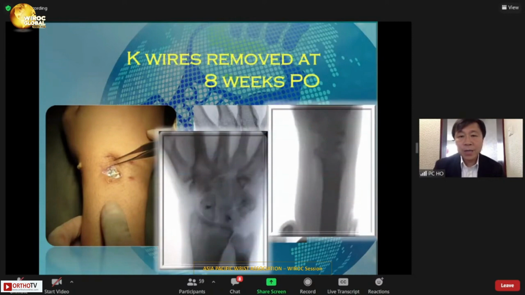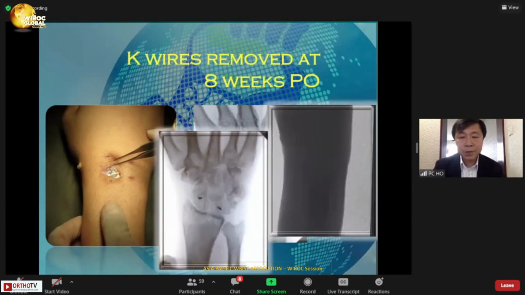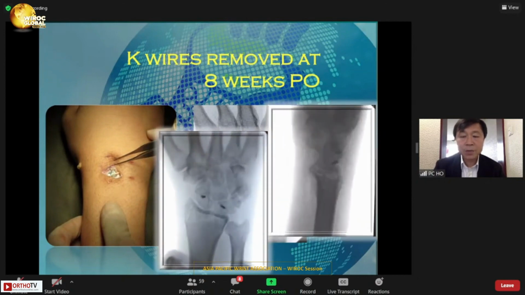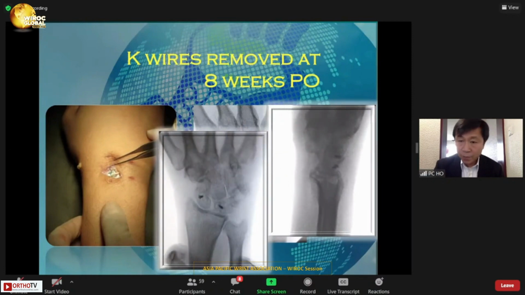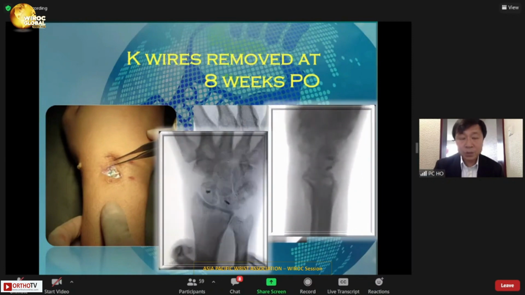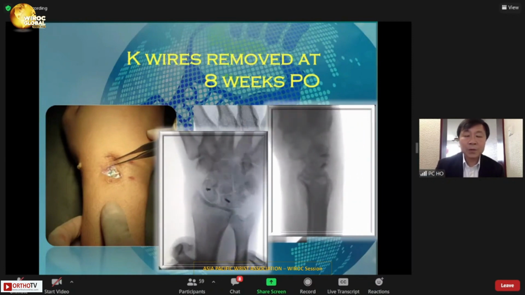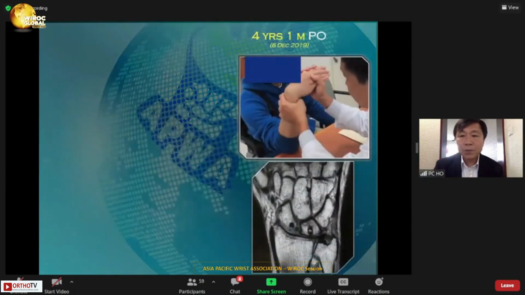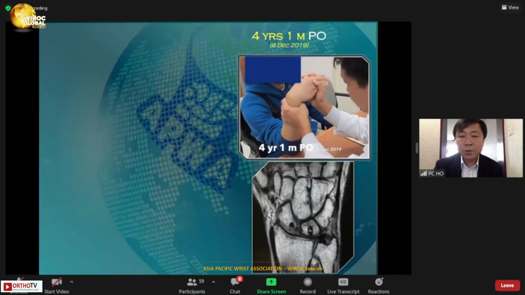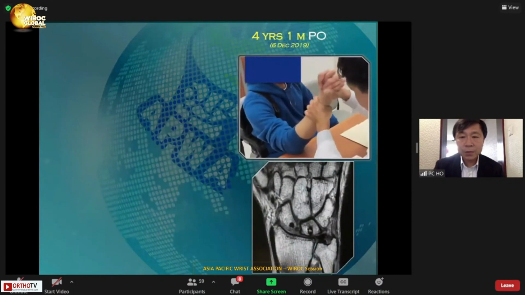So we removed the K-wire at 8 weeks' time, like in the last patient. We start mobilization at 8 weeks' time. You can see we have an opportunity to review the X-ray. You can see the joint is very stable by the time we just removed the K-wire, so we mobilized the patient according to our regime. This is 4 years, 1 month down the road. Again, you can see the range of motion and clinical outcome are quite excellent.